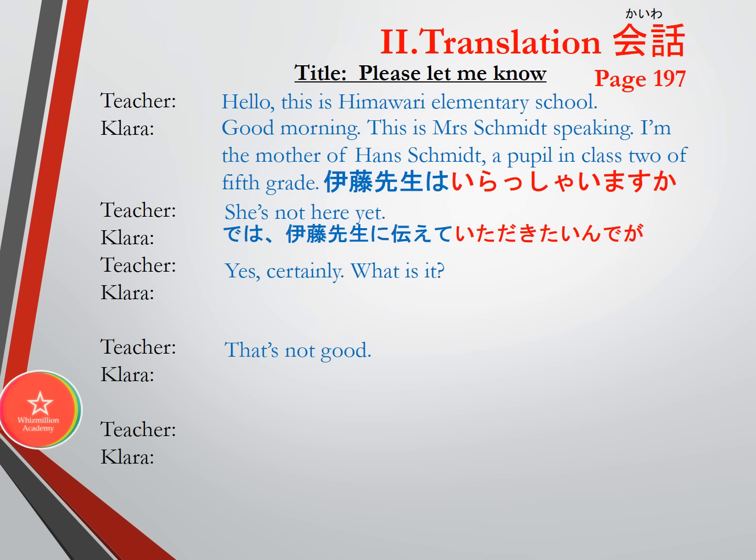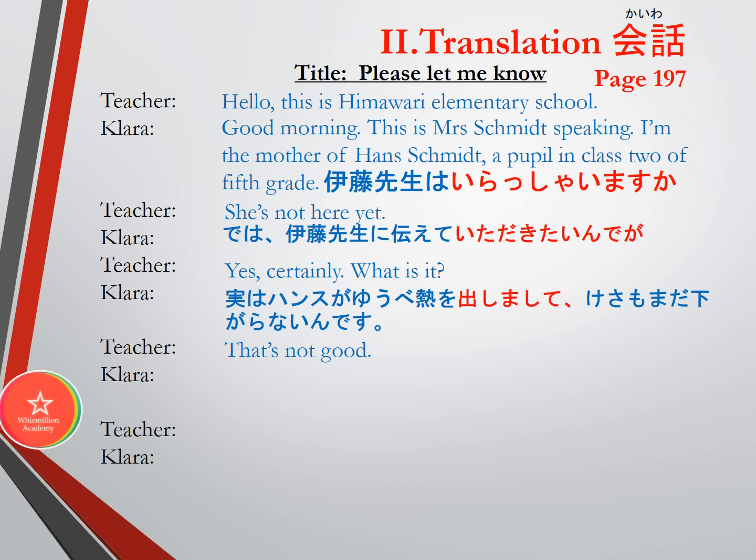Itadakimasu is actually the polite form of moraimasu, so it becomes itadakimasu, itadakitai n desu. And then the next keigo that Clara-san is using is when she is explaining about Hans. Hans has not recovered yet and he ran a fever last night. So she's using dashimasu, which becomes dashimashite.